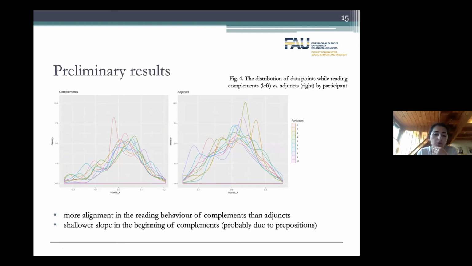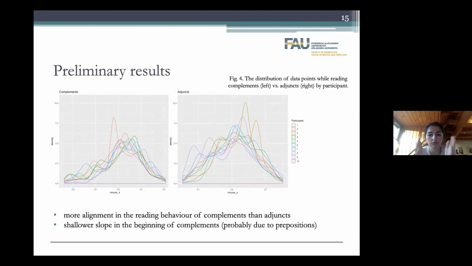And secondly, if we look at the complement graph again, then we can see that the beginning of that graph has a shallower slope, which might be connected to the fact that the majority of the items, 13 out of 15, started with prepositions, which are very strongly associated with verbs on a formal level.